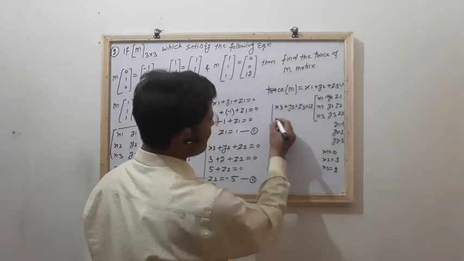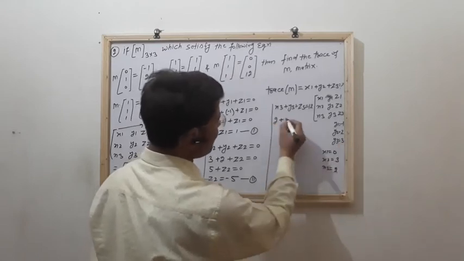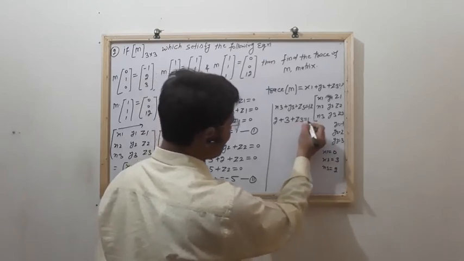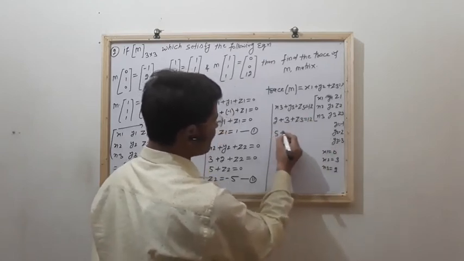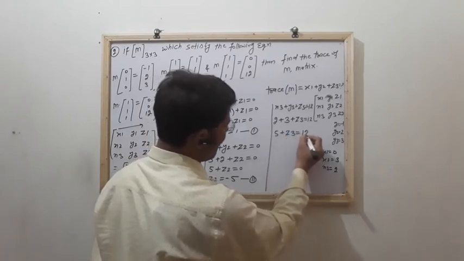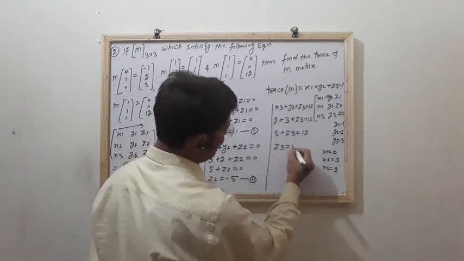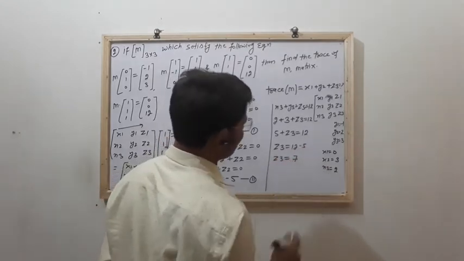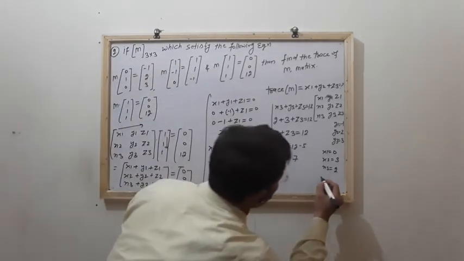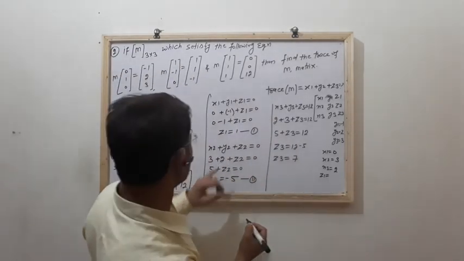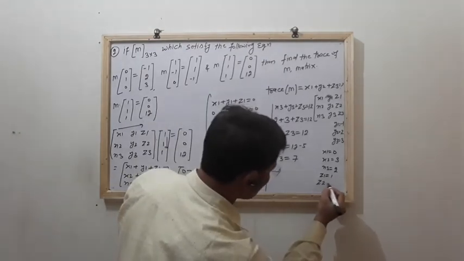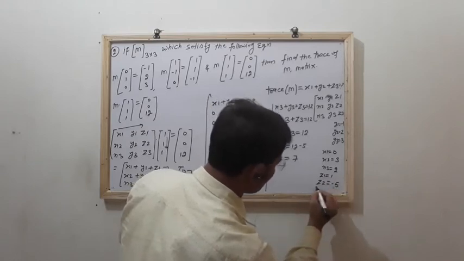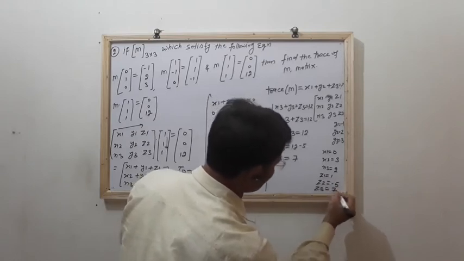Value of x3 times 2 plus value of y3 times 3 plus value of z3 is equal to 12. 5 plus z3 is equal to 12, so z3 is equal to 12 minus 5, z3 is equal to 7. Okay, means that z1 is equal to 1, z2 is equal to minus 5, z3 is equal to 7.